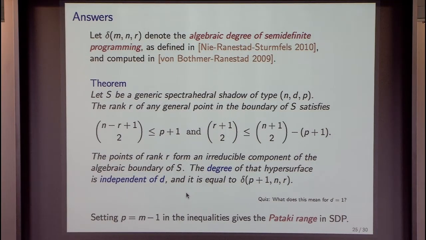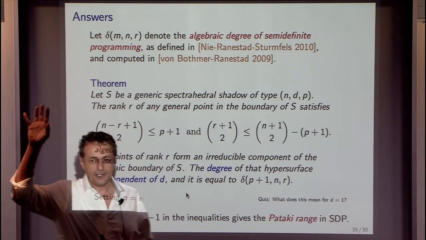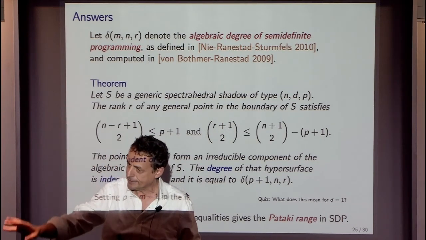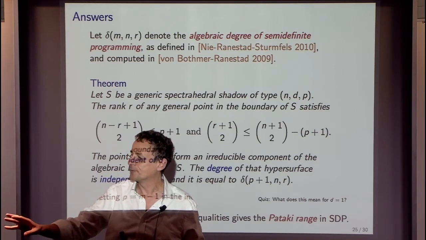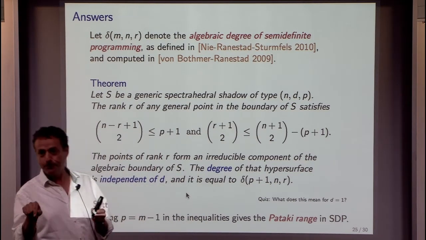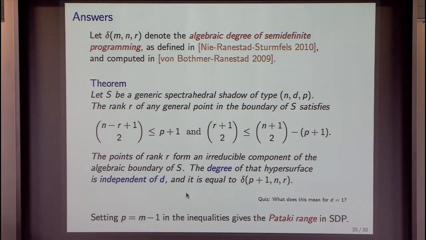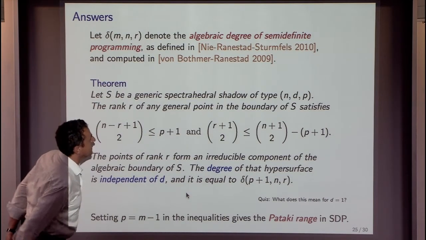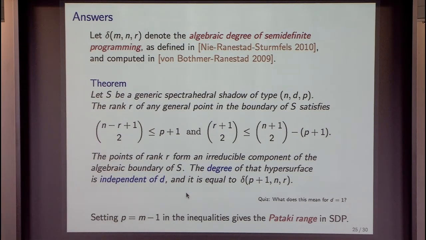Now, if d is 1, so if we have this high-dimensional spectrahedron, we're projecting it onto the line. That's semi-definite programming. So projection onto the line, the 2 endpoints, that's maximize and minimize. So for d equals 1, that's the definition of the algebraic degree of semi-definite programming. So the new part of this theorem is that this is independent of d.